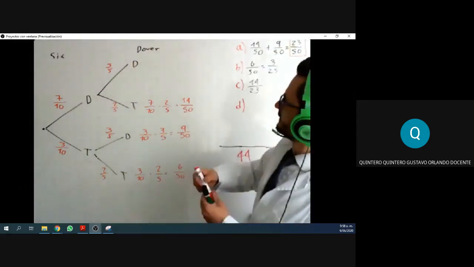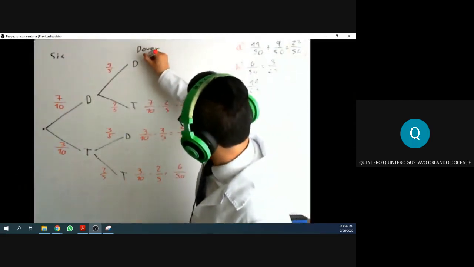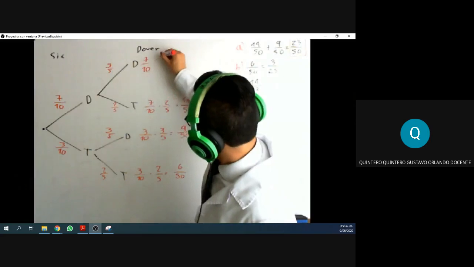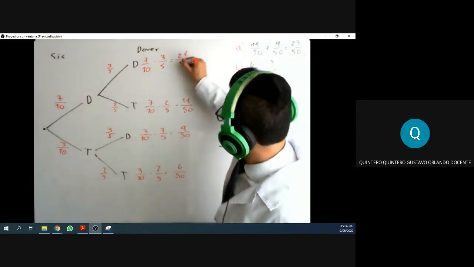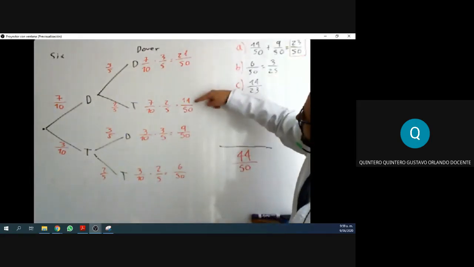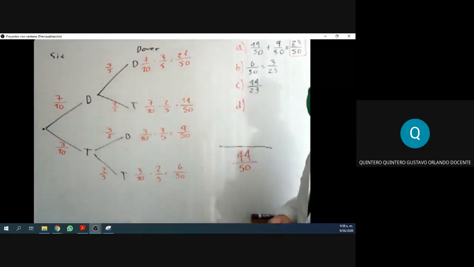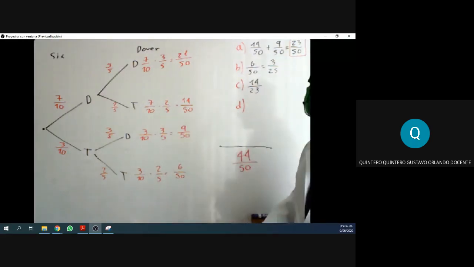Look, 7 times 3. Let's do this multiplication. 7 over 10 times 3 over 5. This will be 21 over 50. If I add these 3, 21 plus 14 plus 9, 44. So the denominator now, the condition, is 44 over 50. That is the probability of the condition, right?